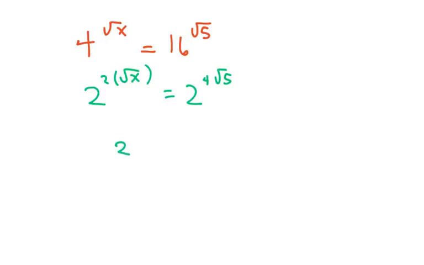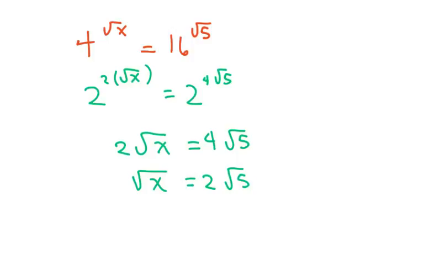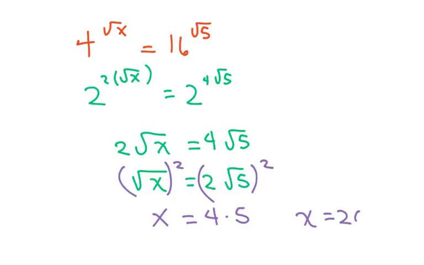We have 2 to the square root of x equals 4 to the square root of 5. You divide both sides by 2, we get square root of x equals 2 times the square root of 5. Now what I'm going to do is square both sides to solve for x. So you get x equals 4 times 5, and x equals 20. And if you plug that in, it will work.